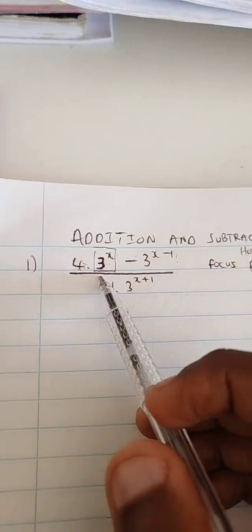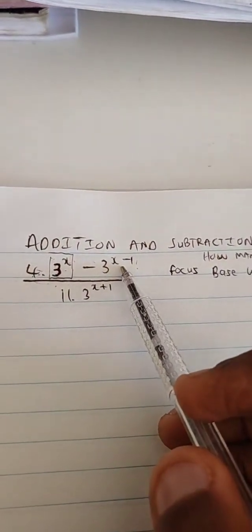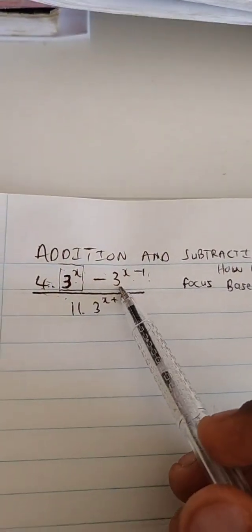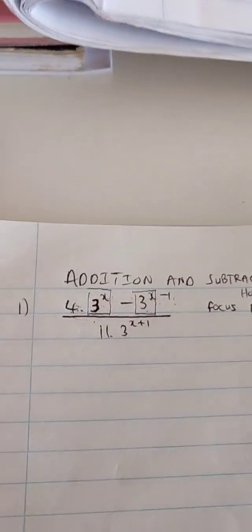That's the first term. Look at the second term. We have a base 3, which also has a variable exponent, which is the same as that one. All right.